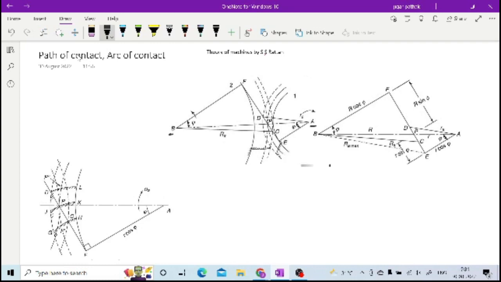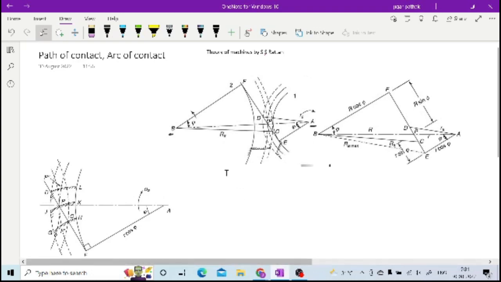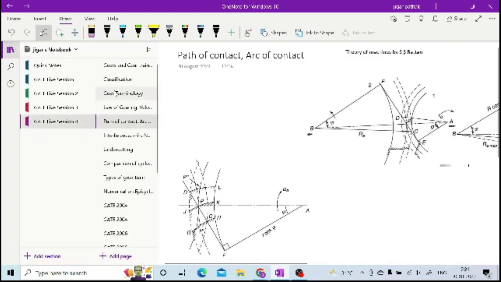I have one doubt. What is the difference between velocity at the pitch point and sliding velocity? How to differentiate between them?